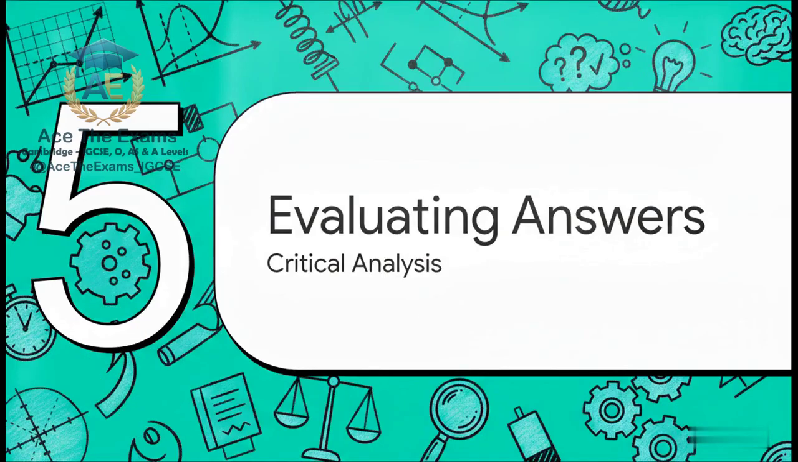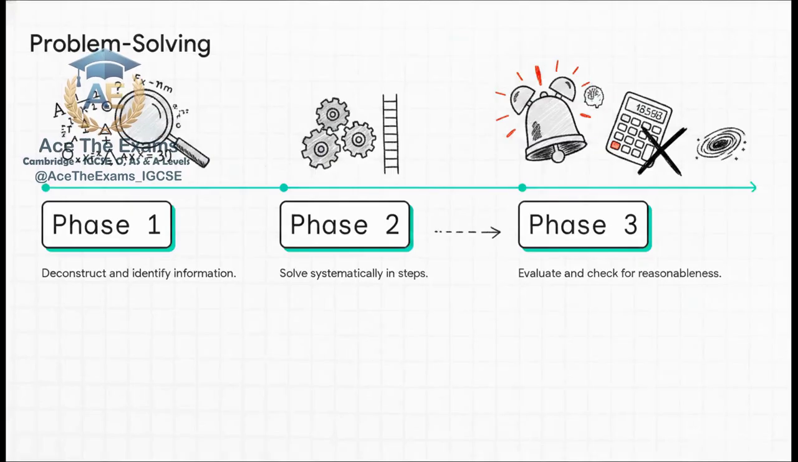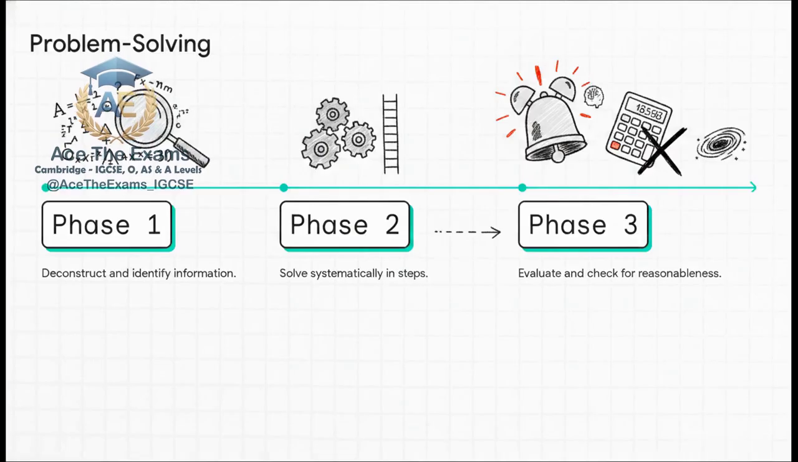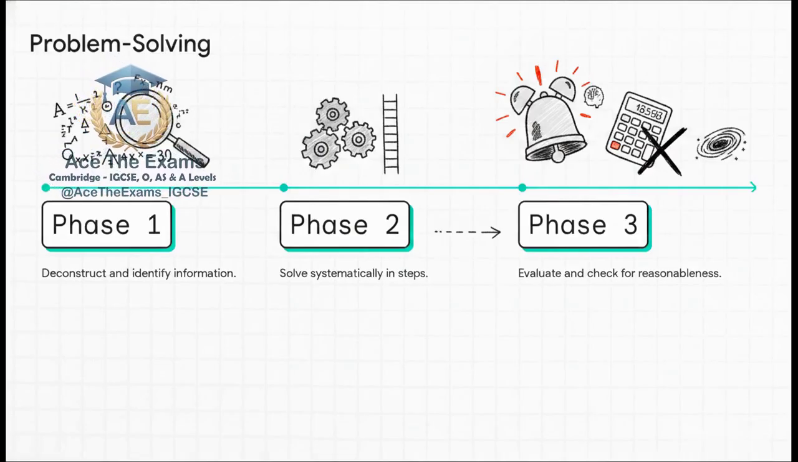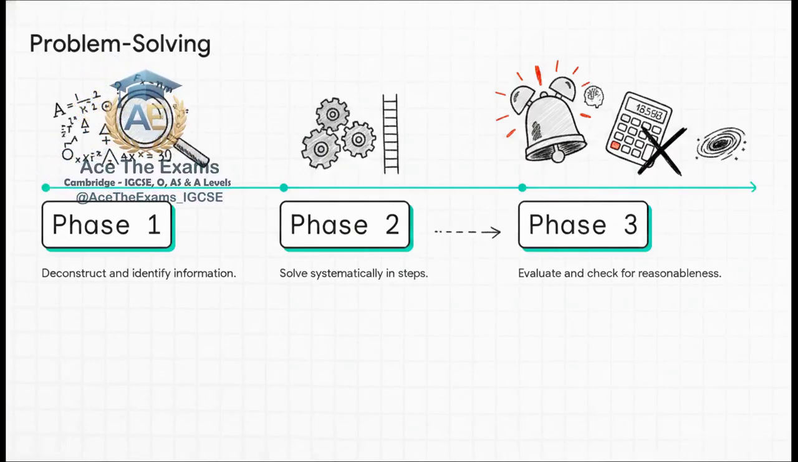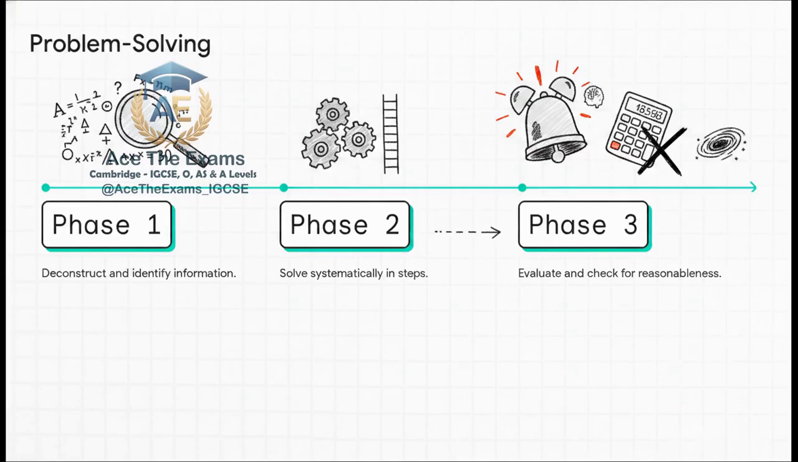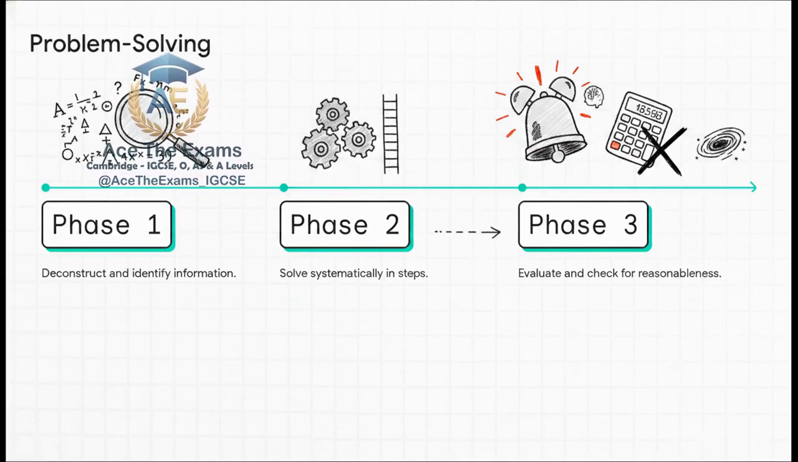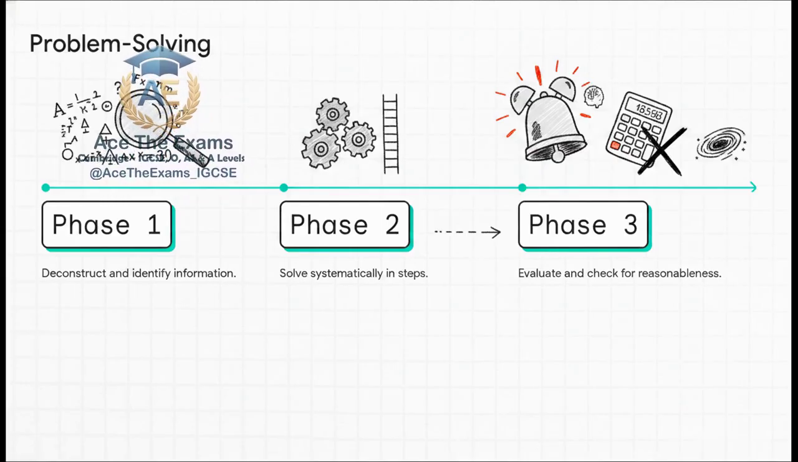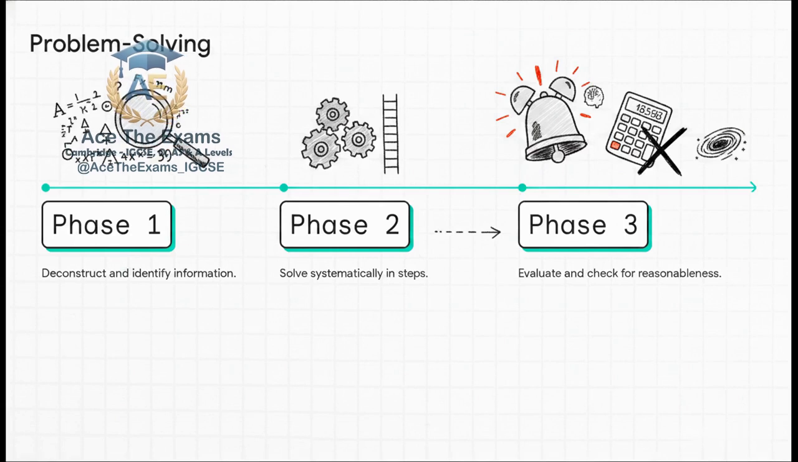Section 5, evaluating your answer. Because getting a number at the bottom of the page is not the end of the process. This right here is the critical deconstruct, solve, evaluate, problem-solving loop. First, you deconstruct by identifying all the given information and command words. Then you solve systematically by breaking the physics into logical, methodical steps. And finally, and this is the part almost everyone skips, you evaluate by checking for reasonableness.